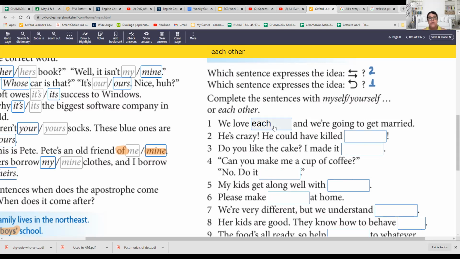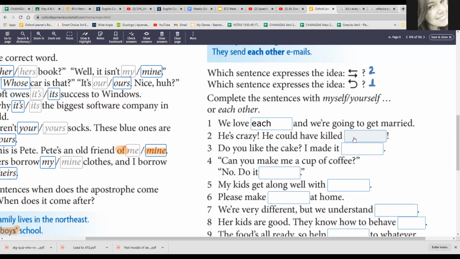I love him and he loves me. Okay. Number two, he's crazy. He could have killed myself or yourself. Look at the pronoun, Larissa. What is the pronoun here? He. So if I have no other indication, I'm probably talking about hurting himself, okay? So he could have killed. Look, this is the relationship, okay? So he could have killed himself.